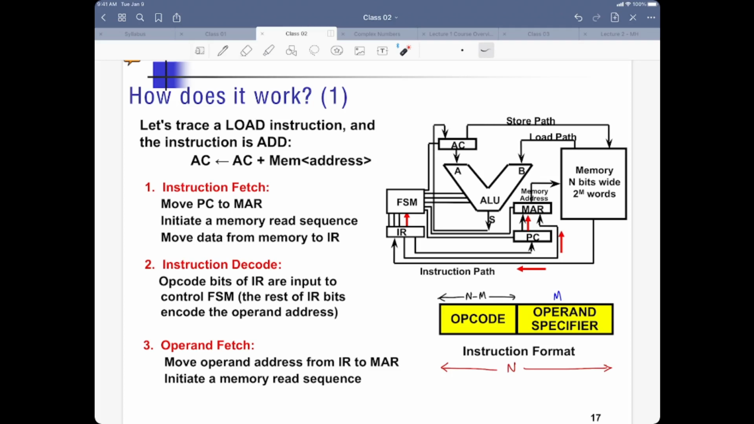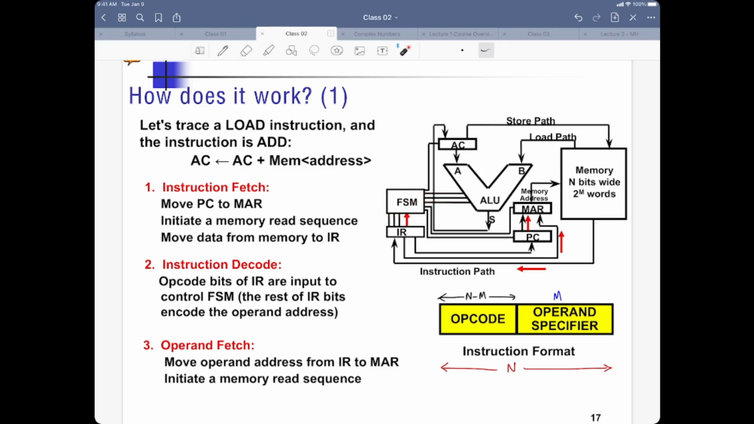Your next step is to decode the instruction. We are going to look at the opcode bits of the IR. They are usually at the front end of the instruction register. In other words, those are the most significant bits of that register usually. Opcode bits are going to be looked at by the finite state machine, which is over here, and then we are going to send the appropriate control lines to the ALU. That's your decoding of the instruction.